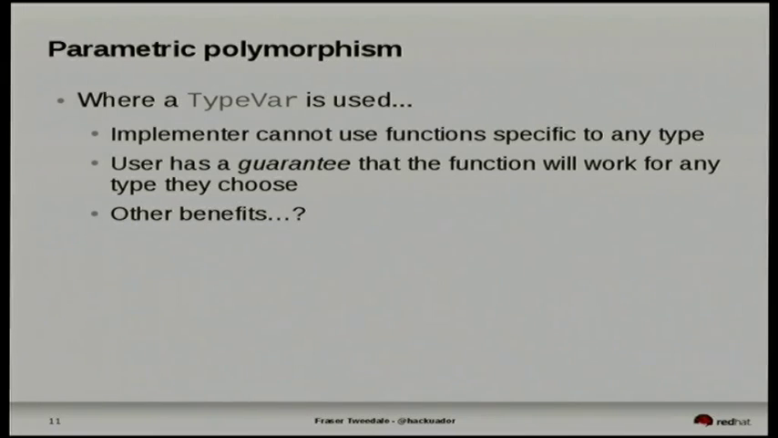So, where a type variable is used, the implementer cannot use functions or constructors specific to any specific type. So the user has a guarantee that the function will work for any type that they choose, and the implementer is constrained to ignore irrelevant things and guided towards a correct implementation faster. But there are other benefits.